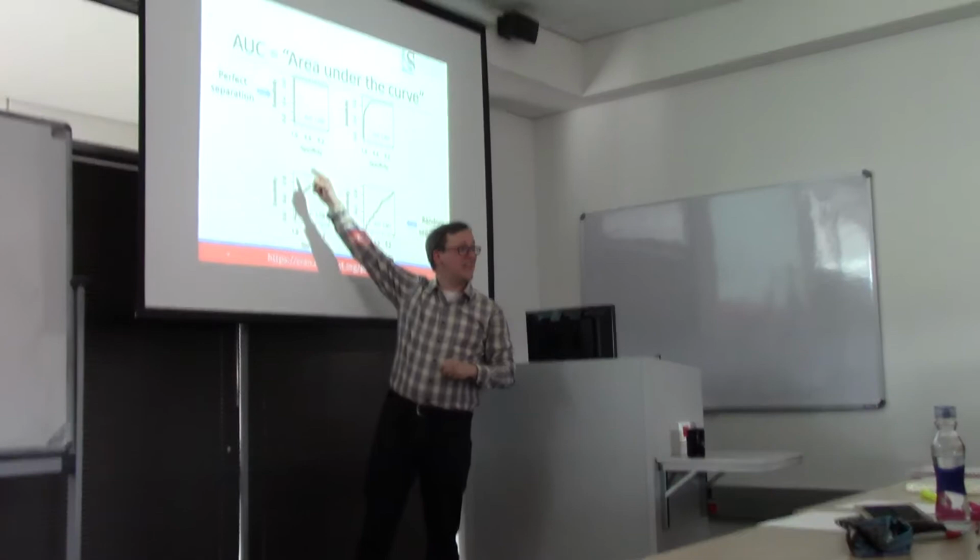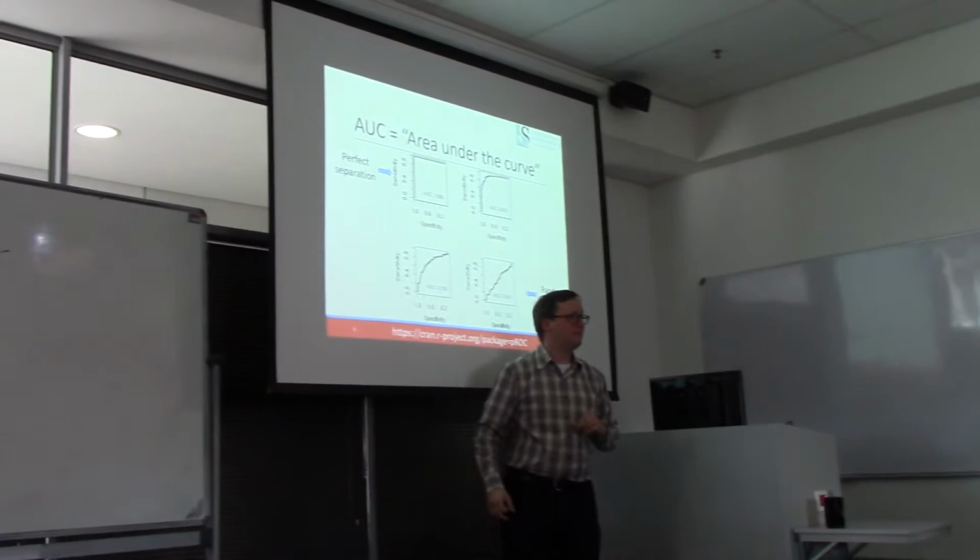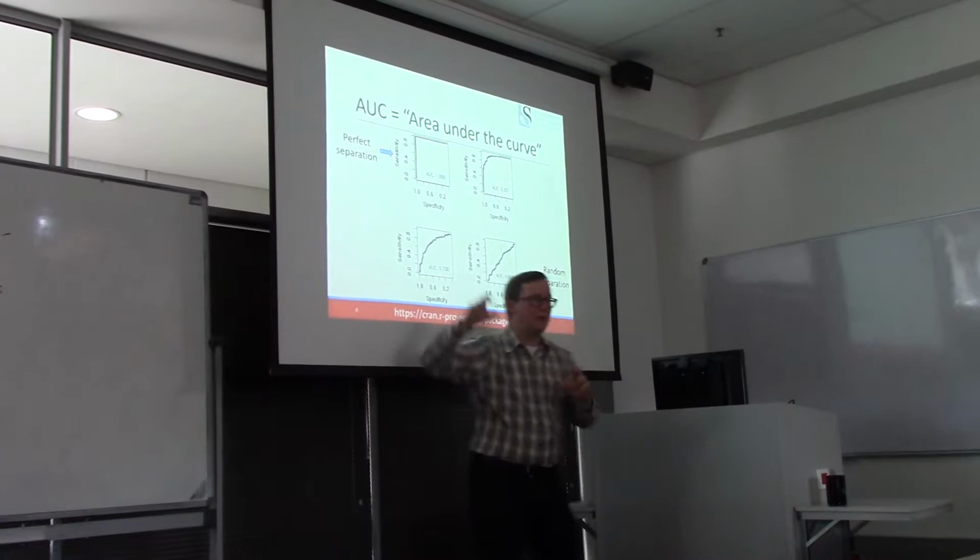When you have a completely perfect separation between all of the positives and all of the negatives, you get an area under curve of 1. That represents the best possible separation. Now, we sometimes see that the separation we achieve is terrible.